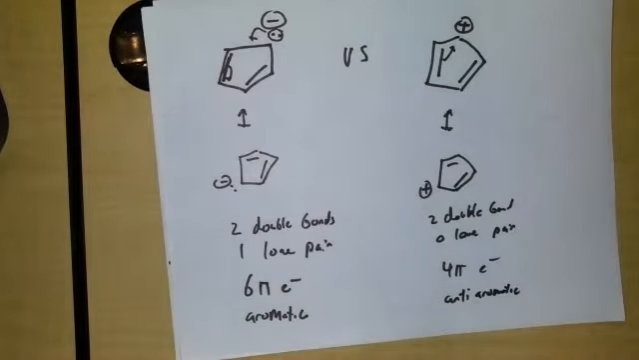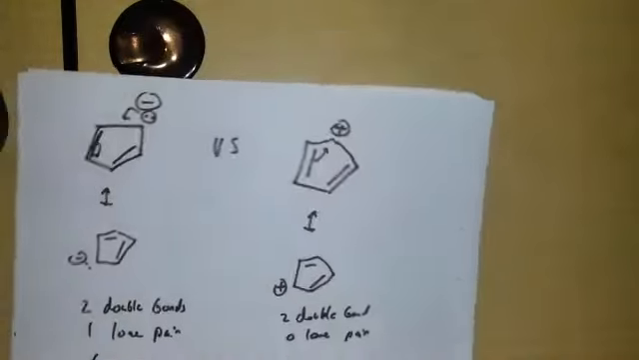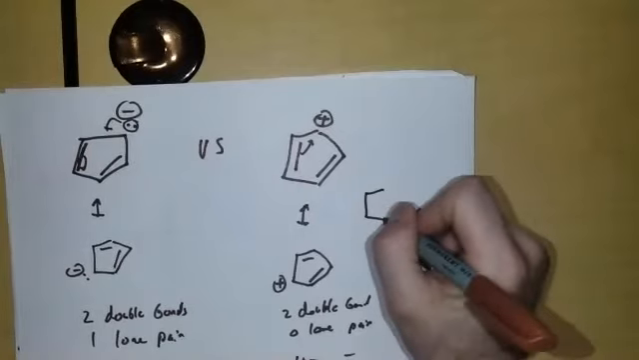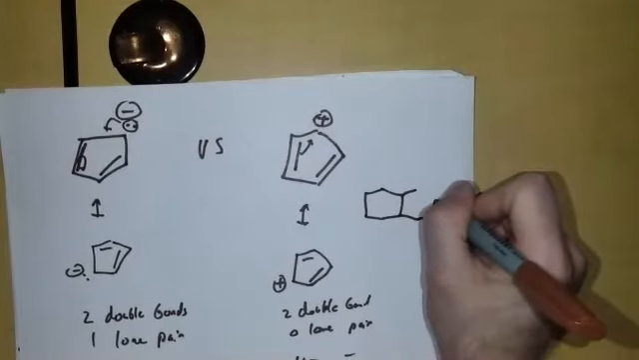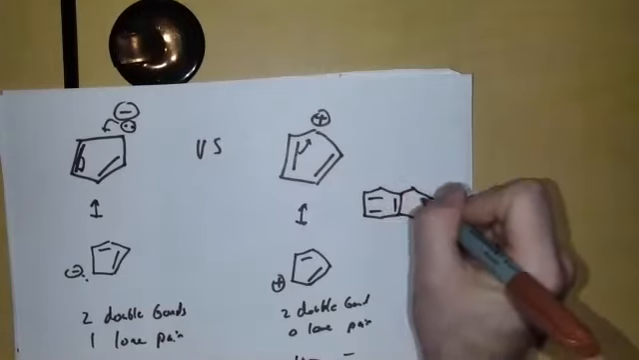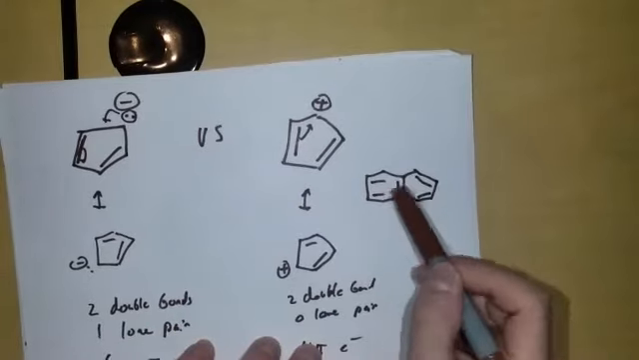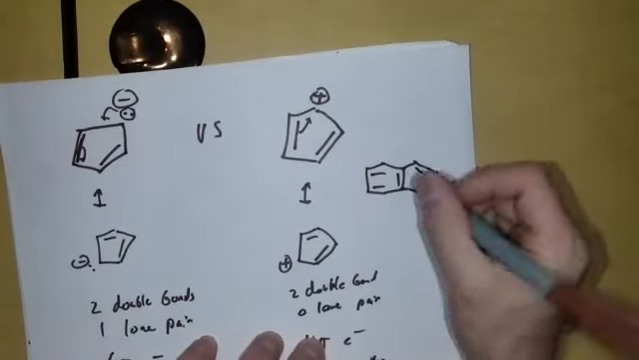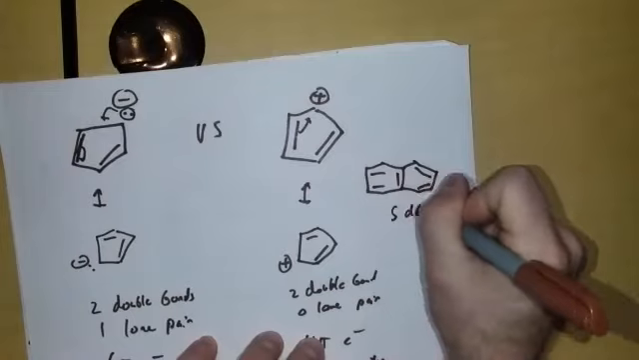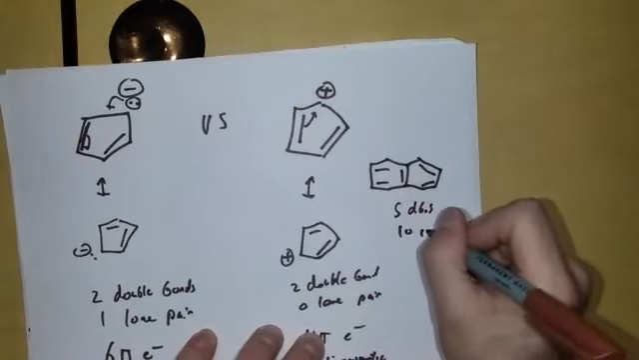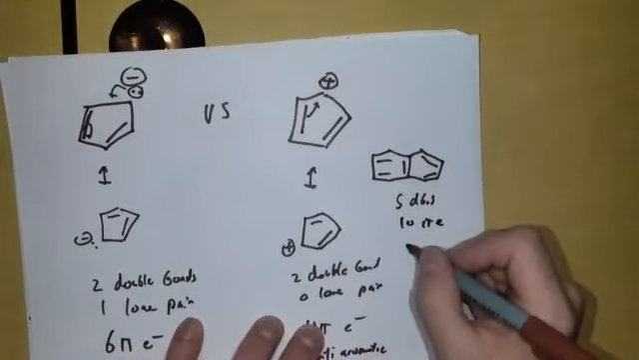Our systems can also have bridgeheads to them. That isn't going to affect anything. So if I was to have this here, this still falls into our normal rules. We're just going to count the number of double bonds: 1, 2, 3, 4, 5. So 5 double bonds, 10 pi electrons. That's part of our aromatic category.